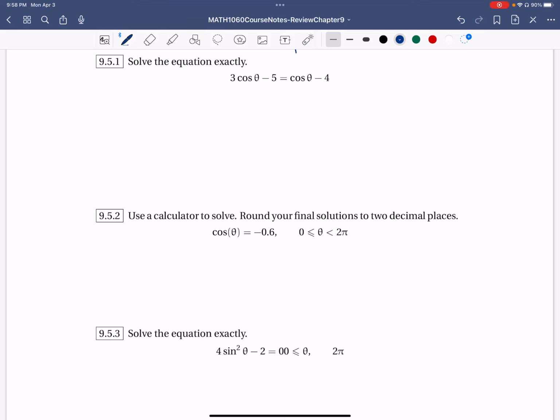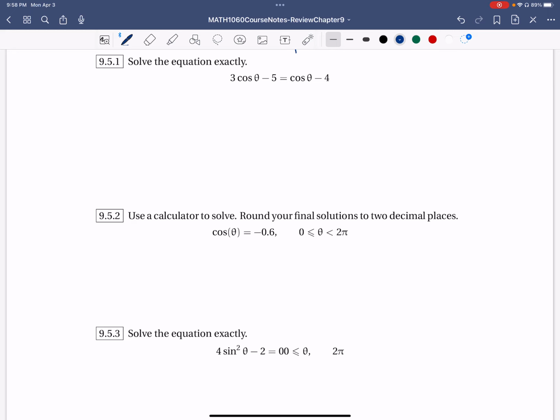This is the review video for section 9.5 for the chapter 3 test in trigonometry. And our goal right now is going to be to solve the following equation exactly. We have 3 cosine of theta minus 5 is equal to cosine of theta minus 4.